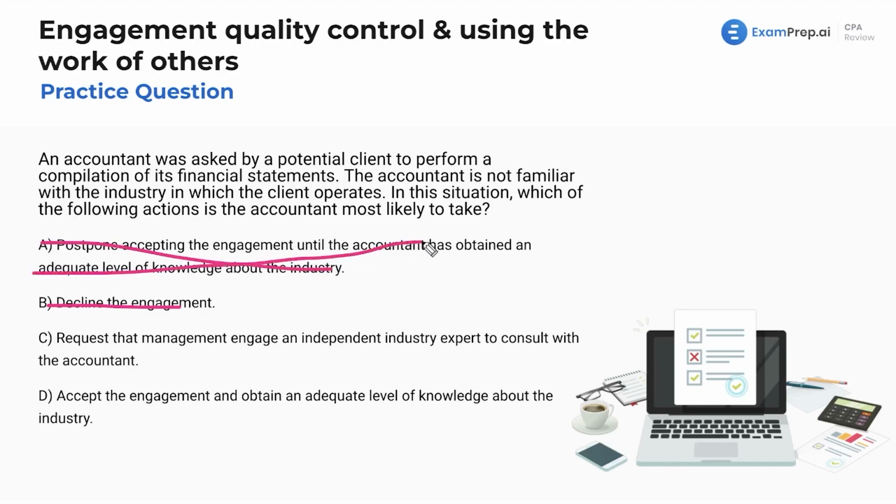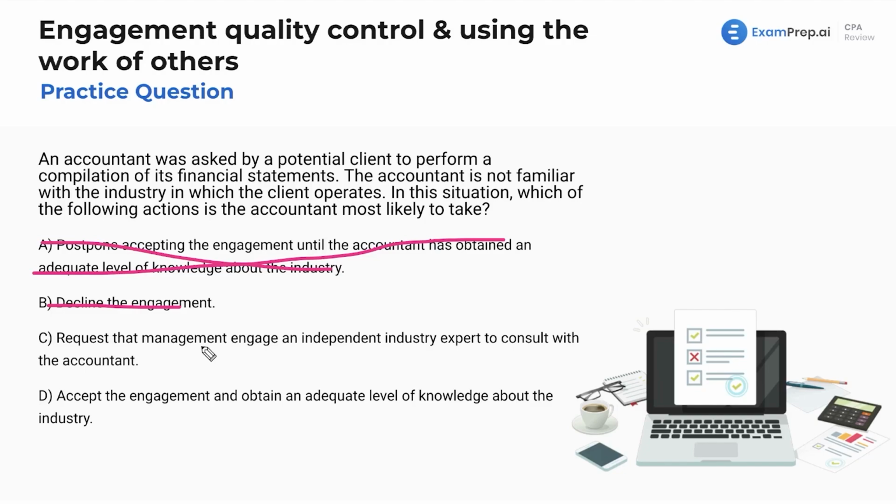You can simply accept it and begin the audit, and while you're doing that, maybe you've got to work a little bit harder. Maybe you've got to study at night, but hey, you're taking the CPA exam. You're quite used to that. So again, you could accept the engagement and obtain that knowledge, or you could hire a specialist. Now, letter C requests that management engage an independent industry expert to consult with the accountant. Like I said, you can bring a consultant in, but in this case, you're requesting that management do it. You can't trust management. As much as they might seem great, it's up to you, right? Professional skepticism: it's up to you as the auditor to engage the specialist or the industry expert.